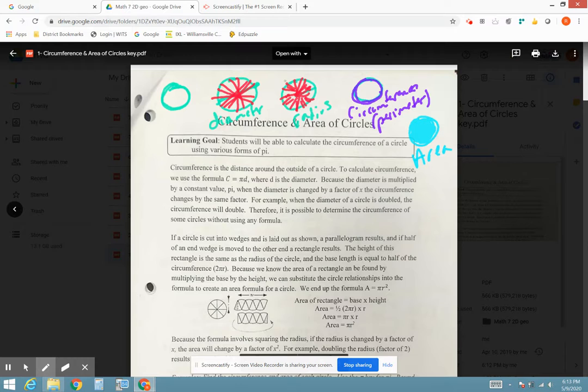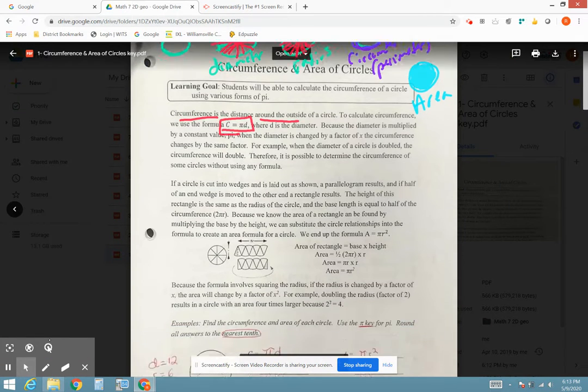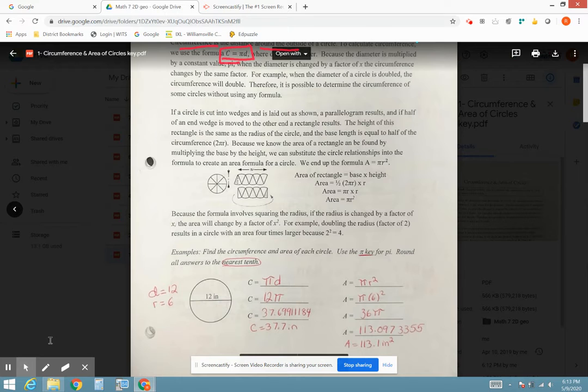Okay, so circumference is the distance around the circle. We just talked about that. To calculate the circumference, you use pi times diameter. Okay, pi d or pi times diameter. And there's a pi button on your calculator you'll be using because the diameter is multiplied by a constant value of pi. When the diameter is changed by a factor of x, the circumference changes by the same factor. Okay, we're going to actually talk about that in another lesson, so I'm not going to go into too much detail there. Okay, this explains where the area formula comes from for a circle.